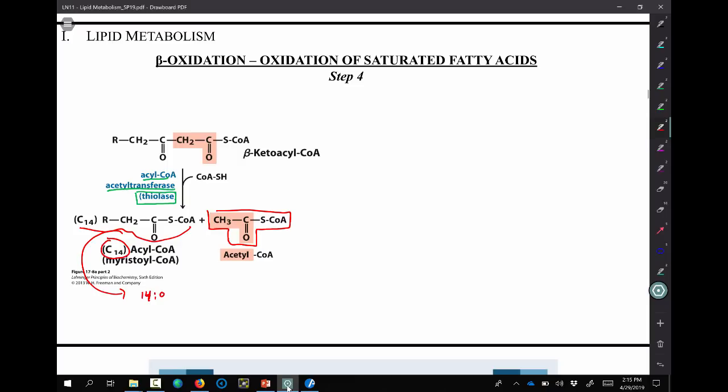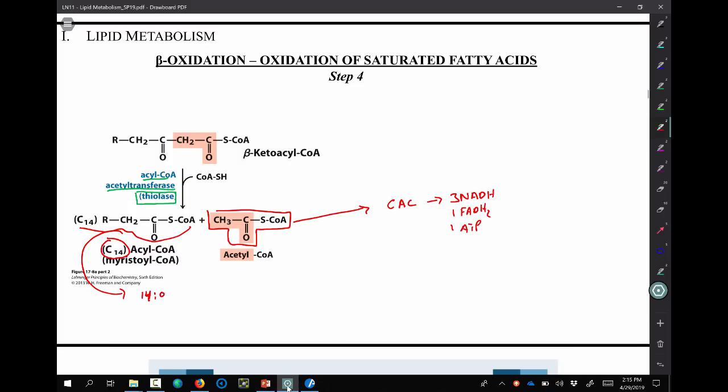Now, of course, this acetyl-CoA can enter the citric acid cycle, and that can then lead to the production of 3 NADH, 1 FADH2, and 1 ATP equivalent, GTP or ATP.